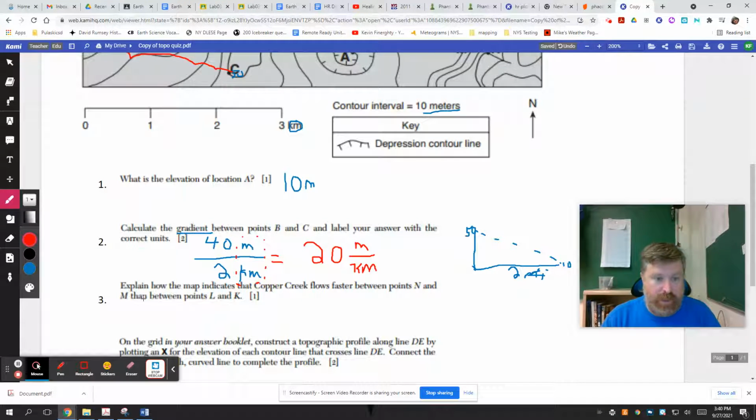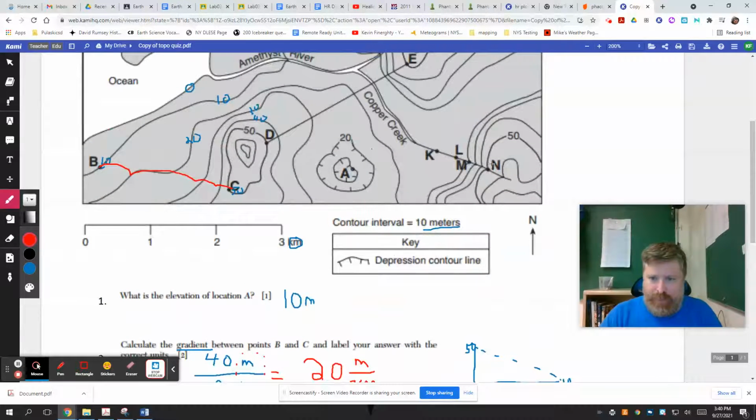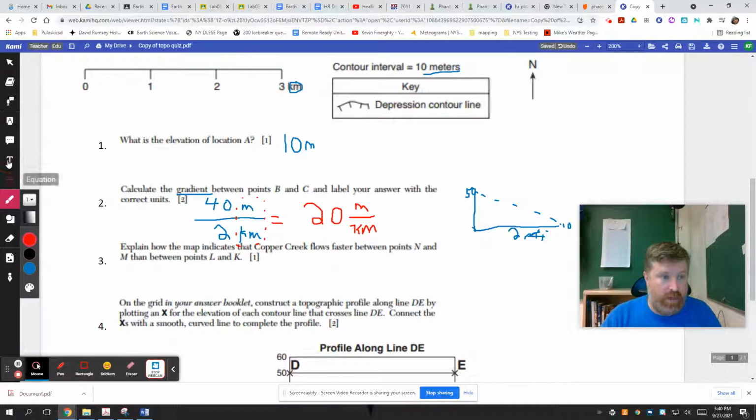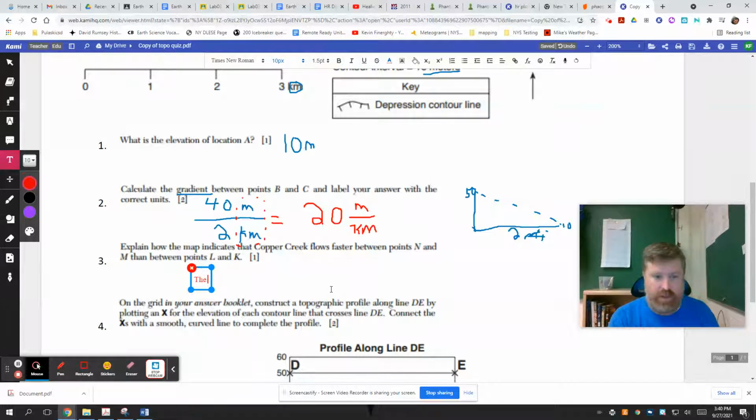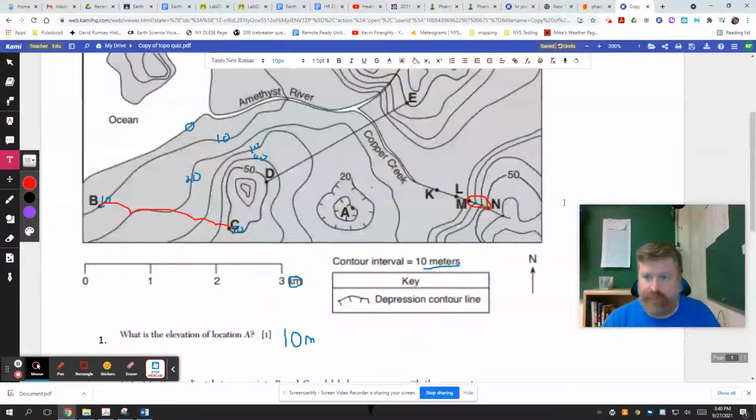Easy peasy. Okay. Number 3, how do we know that the creek flows faster between N and M, right over here, than it does between L and K, right over here? I had some people talking about the V's here, which wasn't necessary. This is more about the hill slope. Water flows faster if it's a steeper hill. And how do I know that it's a steeper hill right here? This is a critical idea: because the contour lines are closer together between N and M. That's it.